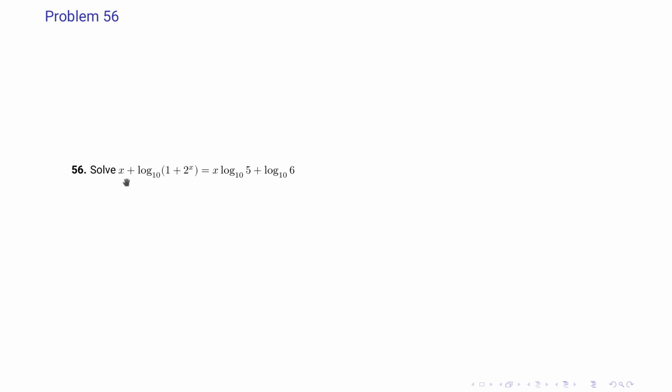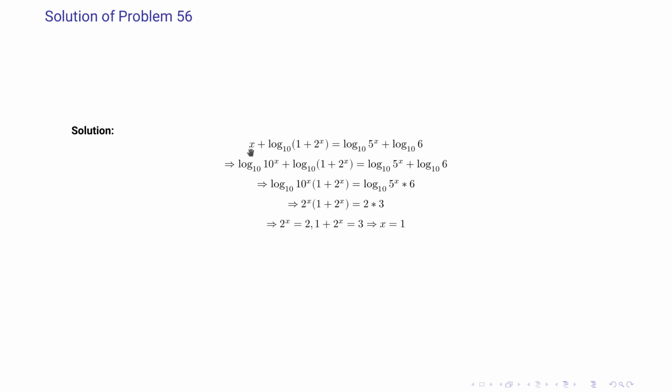Problem 55 says that solve x plus log of 1 plus 2 to the power x with base 10 is equal to x log of 5 with base 10 plus log of 6 with base 10. So in this case, we multiply x with 1, that is log of 10 with base 10. So when you will have that, it will become the power of that. That is, it will be equal to log of 10 to the power x with base 10. That is equal to x, because x will come out, log of 10 will become 1. The second term remains same on the left hand side, and right hand side remains same.